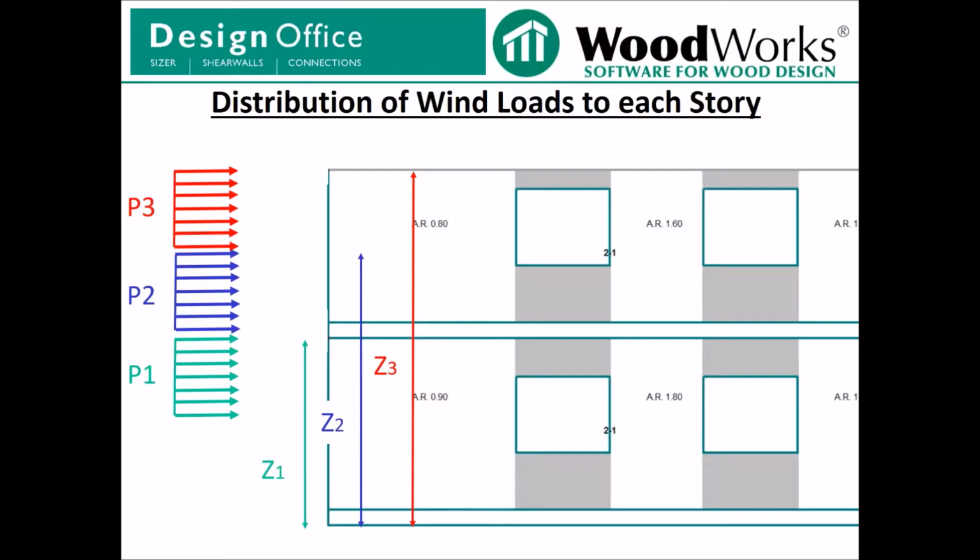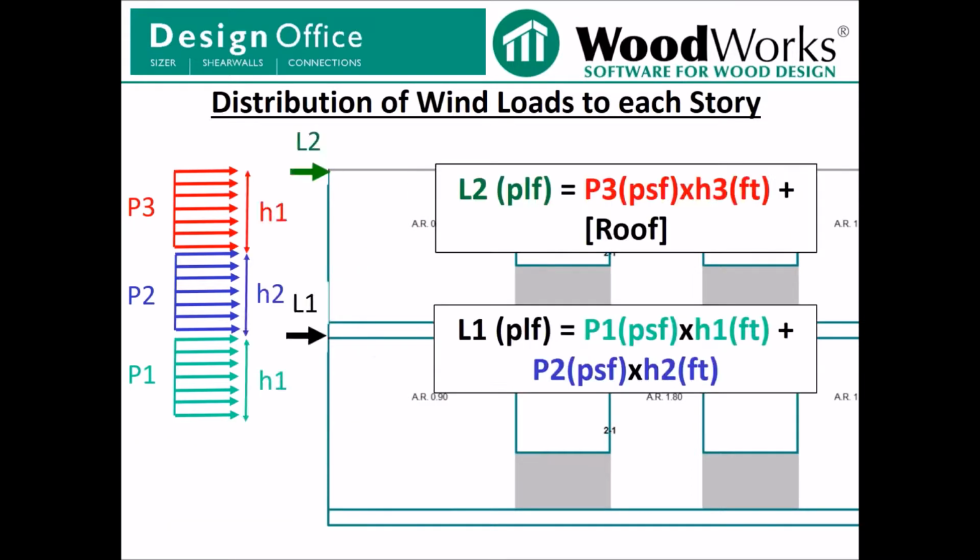In the case of this file, we have P1, P2, and P3. For each of these pressures, a different reference height Z is used to determine the pressures. So P1, P2, and P3 will all have different magnitudes. Since line loads you can see in plan view on the first story would be determined by summing up the pressures from half of the first story and half of the second story. So in this case, L1 is equal to P1 times the height H1 plus P2 times height H2.